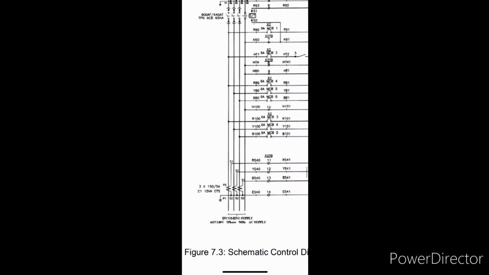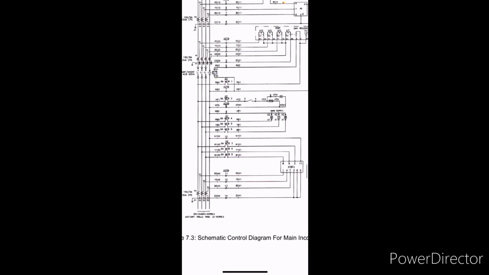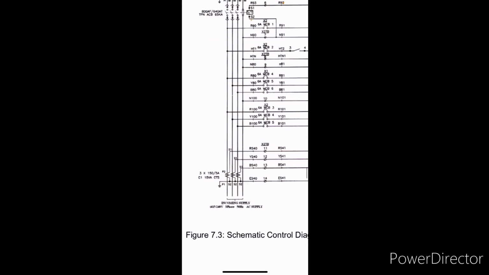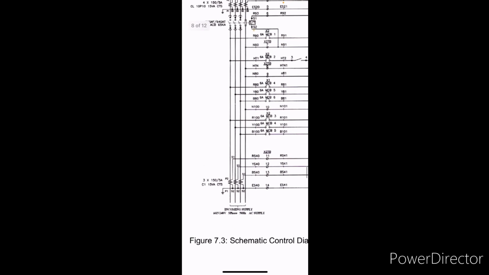Diagram 7.3. I will explain a little bit about the diagram of the main controlling low voltage switchboard. This is the diagram for the main incoming of the low voltage switchboard, which is the first important thing of the low voltage switchboard.